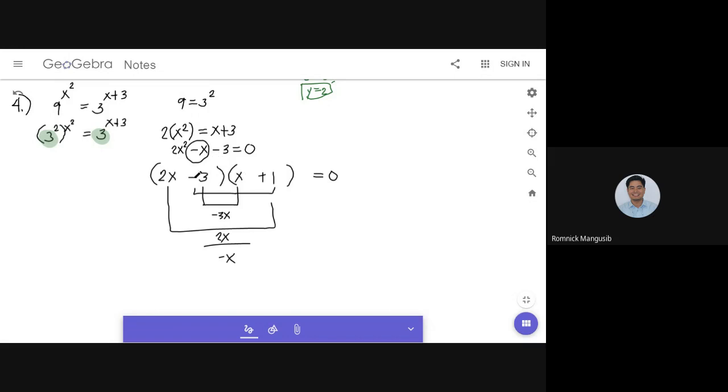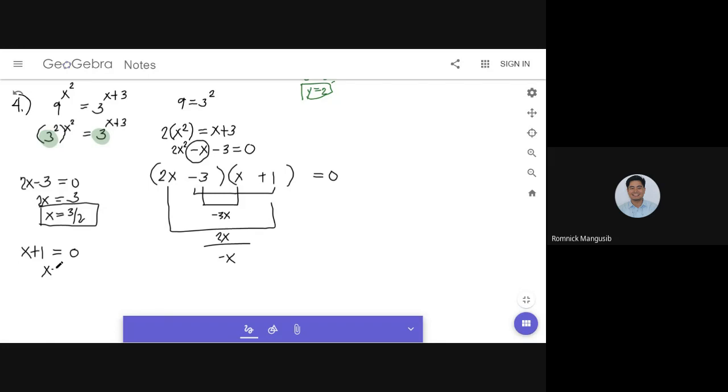So ibig sabihin, itong dalawang ito ang ating factors. These two factors, 2x minus 3 and x plus 1, equate them to 0. Why do you want to equate? What is the purpose of equating them to 0? Kasi you would like to get the value of x. Okay? Equating 2x minus 3 to 0, the first factor. And so with x plus 1, equate it to 0. And so 2x is equal to 3. Then x is equal to 3 over 2. That is the first solution.